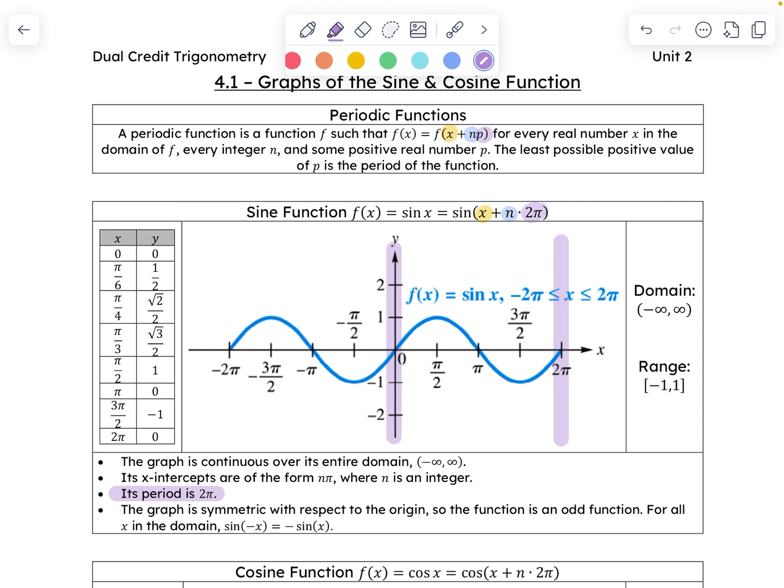Our domain is going to be from negative infinity to infinity because we're not just going from 0 to 2 pi like our circle would. We're going to go past that. And our range is going to go from -1 to 1 because if we were talking about our unit circle, it had a radius of 1. So we were going either in the positive or the negative direction. And so we're going to keep that same idea.